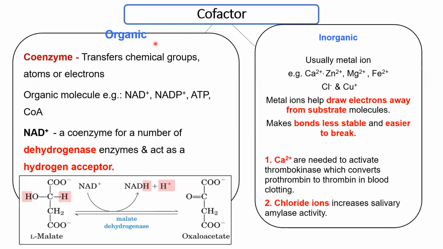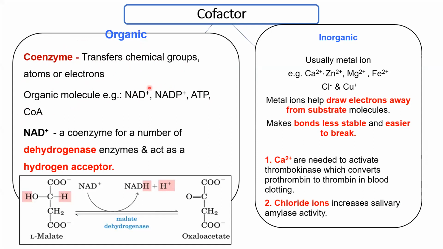So you can divide cofactors into two types, which are organic or inorganic. An example of an organic cofactor is coenzyme, and the other one, which is not included in the notes, is prosthetic groups. Coenzymes are involved in the transfer of chemical groups, atoms, or electrons. Examples of organic cofactors, which are coenzymes, are NAD plus, NADP plus, ATP, and coenzyme A.